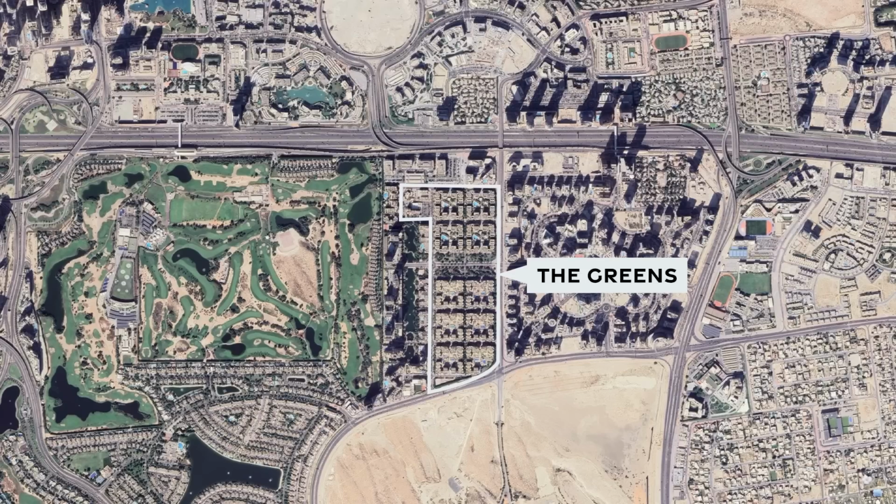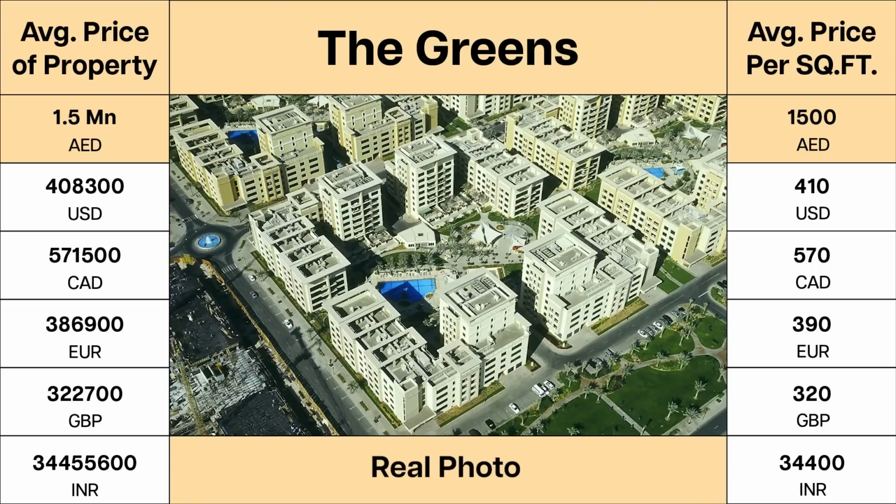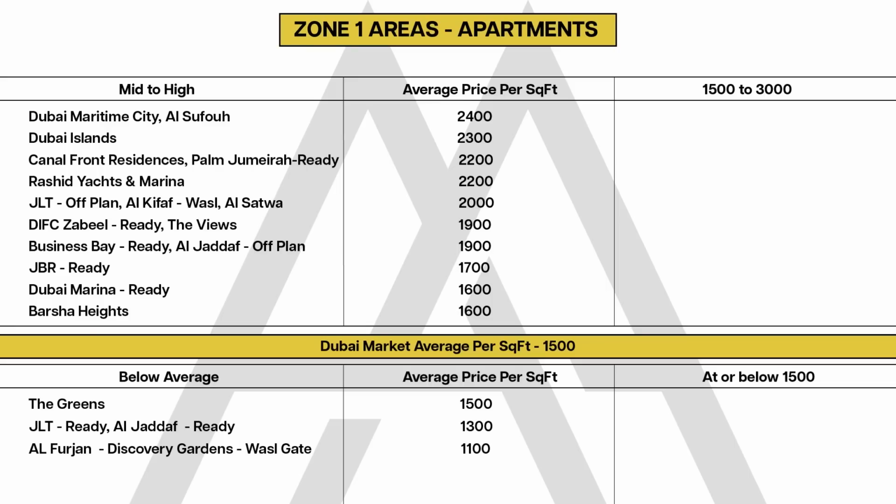One of the oldest and most liked communities of Emaar is the Greens next to Barsha Heights. These low-rise apartments cost at an average of the Dubai market average, which is 1500 dirhams per square foot. Now I will speak about the only 3 options where you can find apartments which are below the Dubai market average within Zone 1.